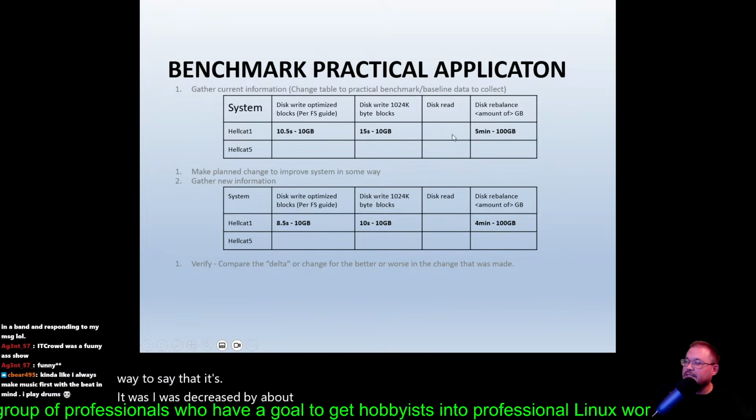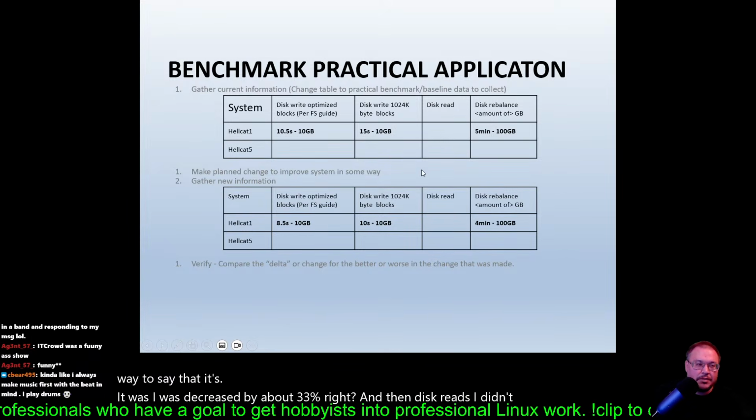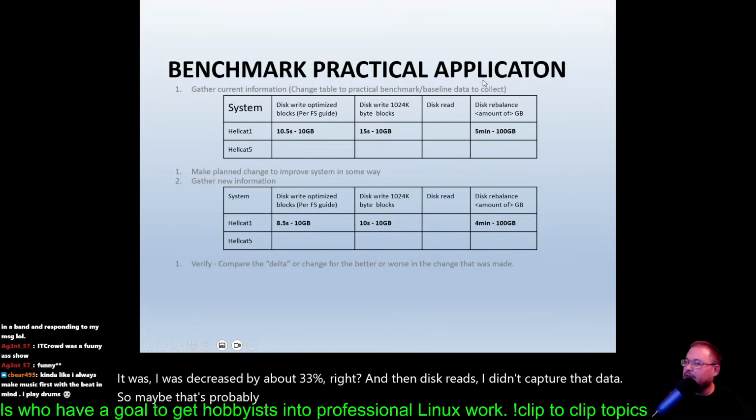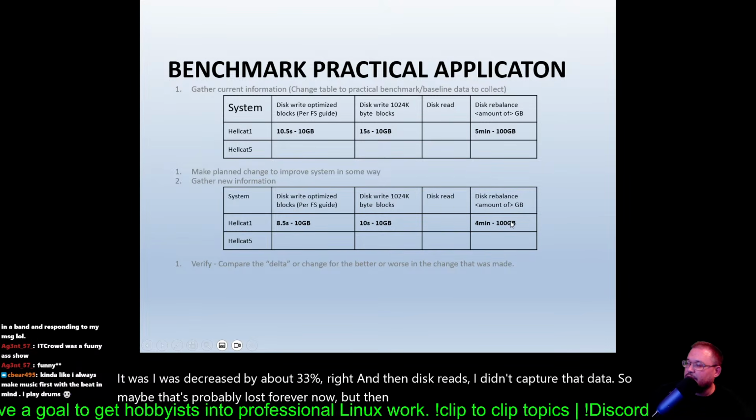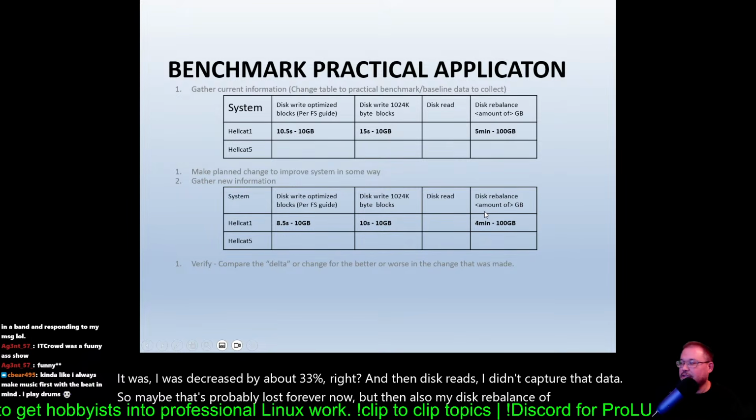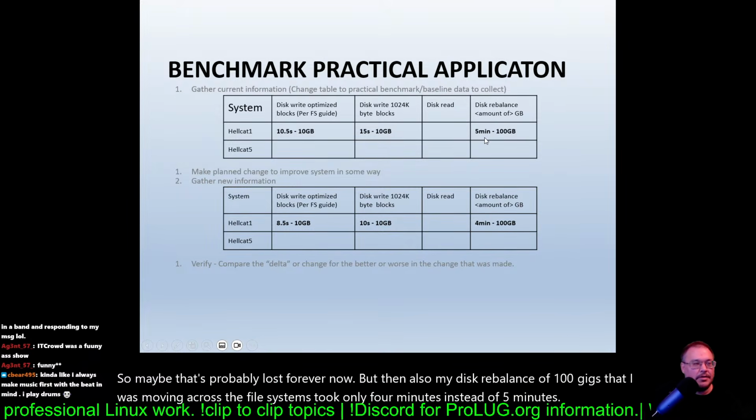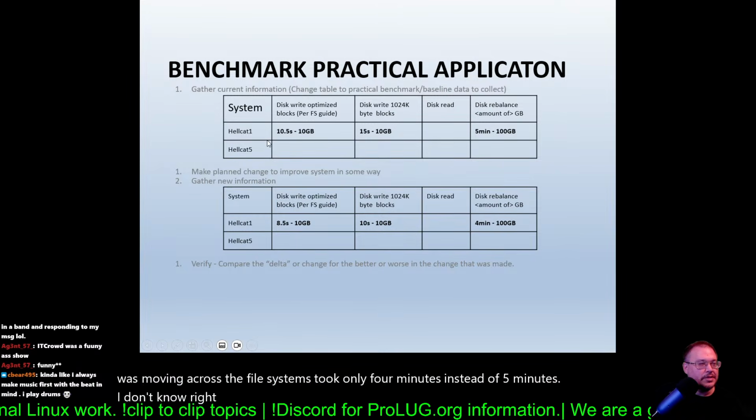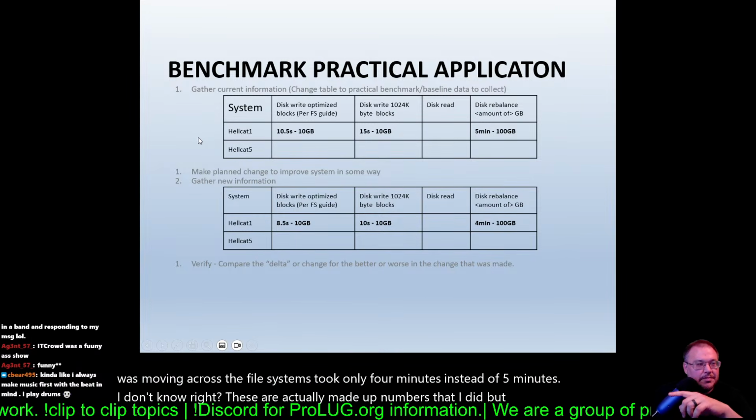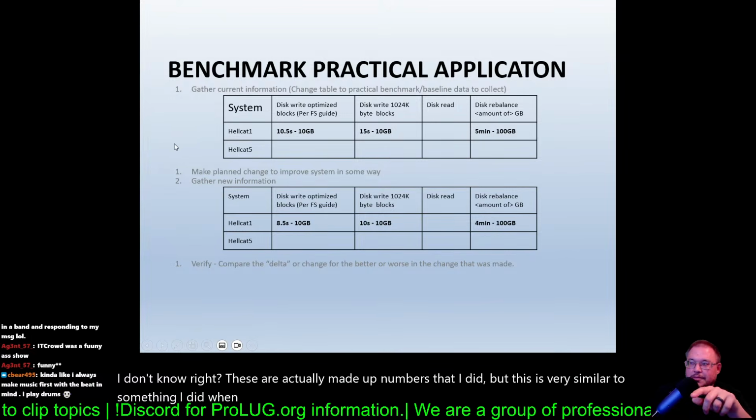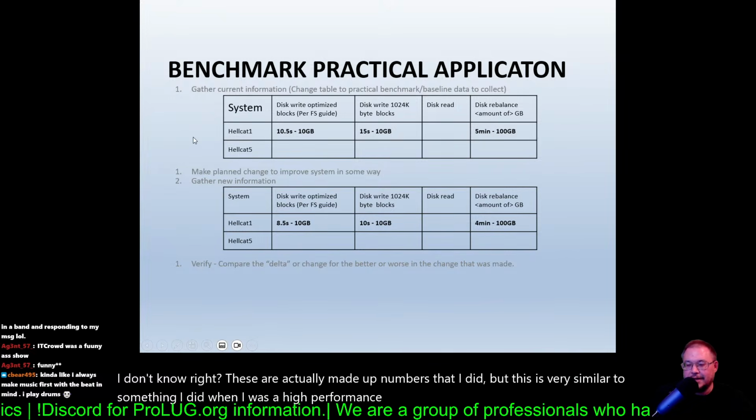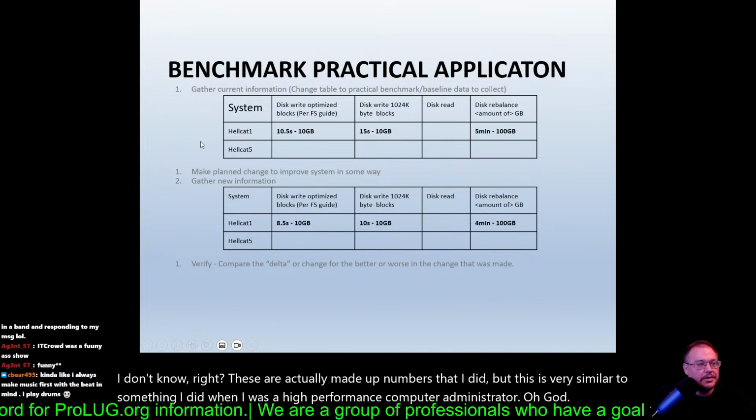And then disk reads, I didn't capture that data, so maybe that's probably lost forever now. But my disk rebalance of 100 gigs that I was moving across the file systems took only 4 minutes instead of 5 minutes. I don't know, right? These are actually made up numbers, but this is very similar to something I did when I was a high performance compute administrator. Oh God, almost 15 years ago at a company called Keras.